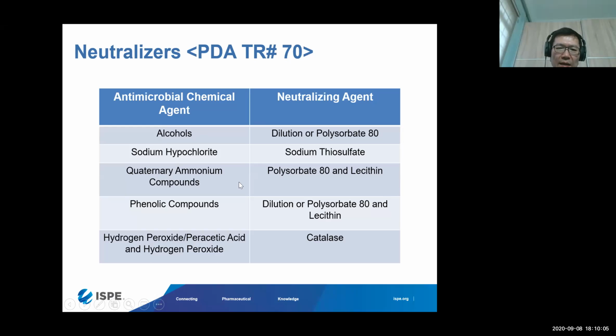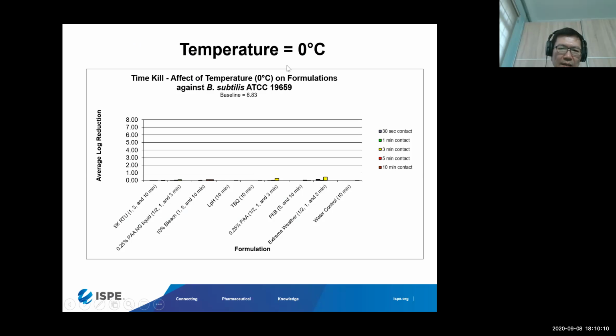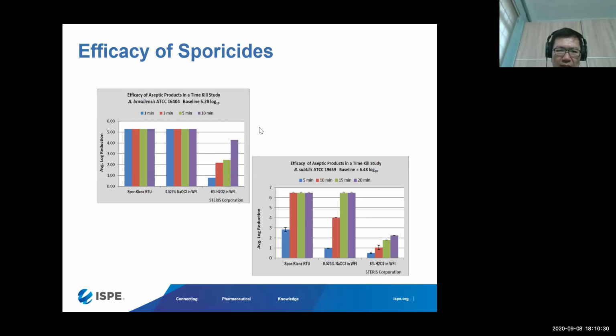These are just some of the examples of neutralizers from Technical Report 70. This is the low temperature. Under low temperature, typically you will need to increase the contact time of the chemical disinfectants, especially at 2 to 8 degrees, by around 4 to 5 times the contact time at ambient temperature. These are just some examples of the efficacy coupon studies for sporicidal agent against Bacillus subtilis and Aspergillus brasiliensis.